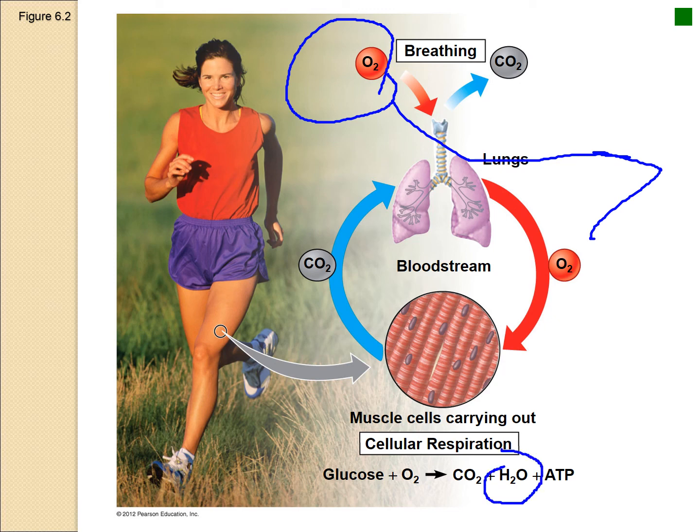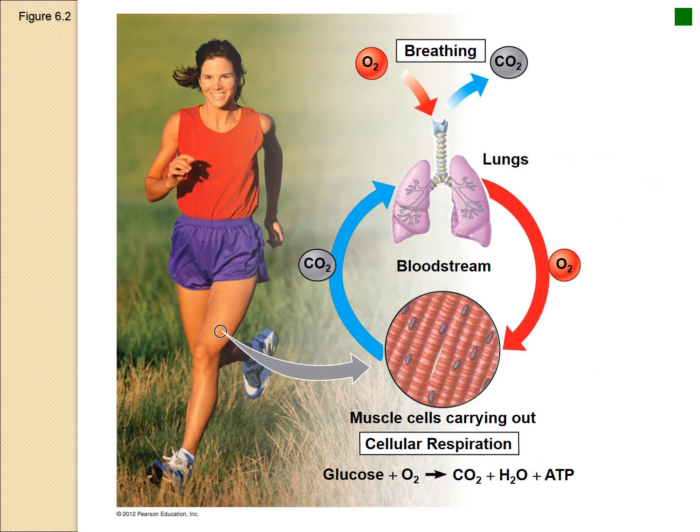Now don't get confused by that. That CO2 we're going to see comes from something else. Now the glucose goes into the cell, and in the process of breaking down, turns into carbon dioxide, and that gets blown out of your lungs.